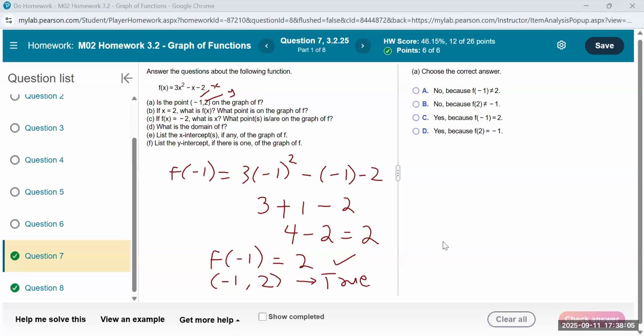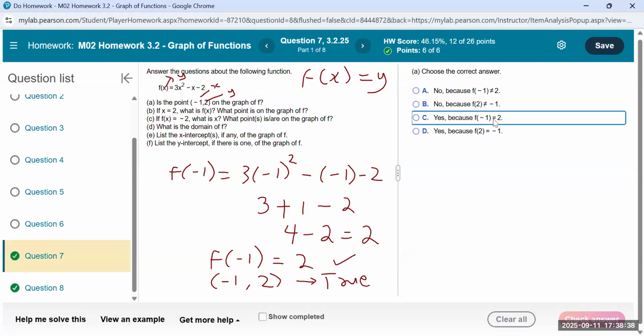All right. So your f of x is your output, which is the same as your y coordinate. So you have to have that at the back of your mind, that your f of x is equal to y. So if you plug in -1 for x, it should yield a 2 if that point is truly on the graph of f. If it gives you a number other than 2, then that means it's not true. So we're gonna pick yes, because f of -1 is equal to 2.